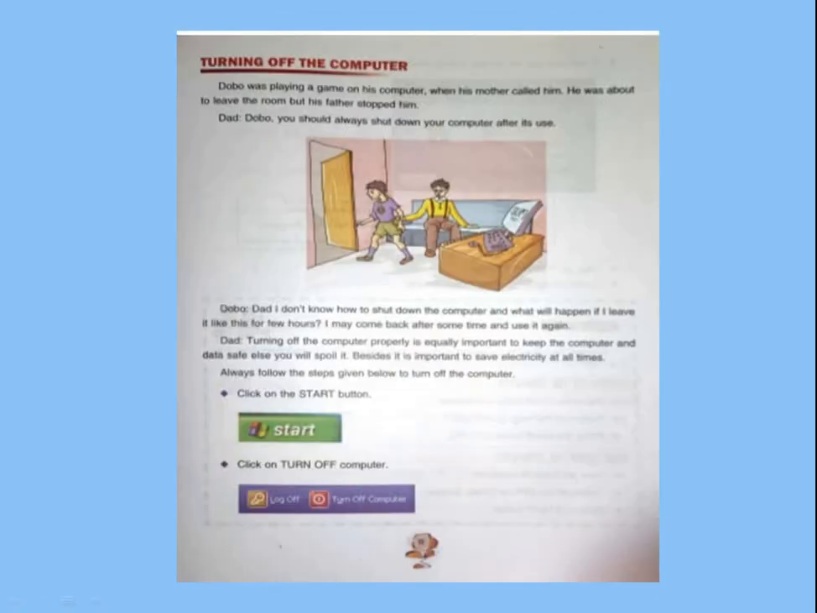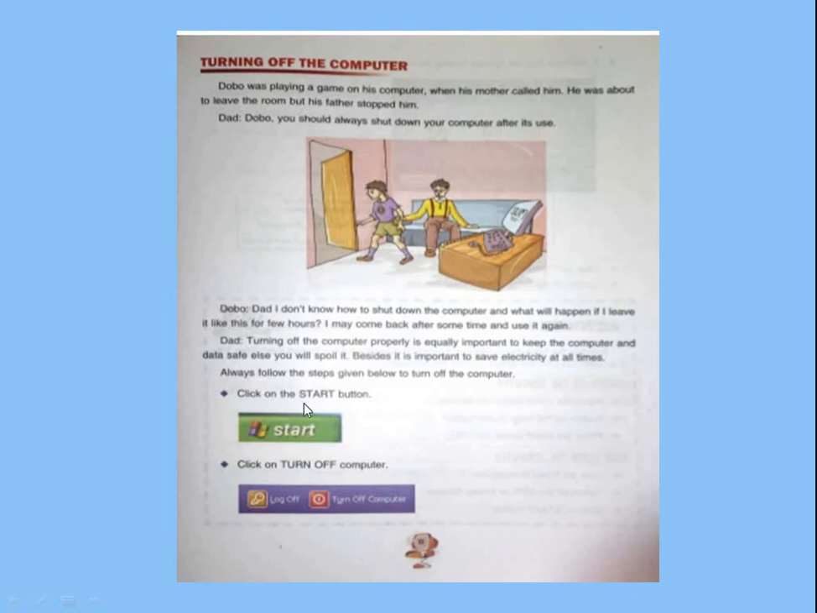Now we learn about turning off the computer. Dobo was playing a game on the computer, but when his mother called him, he was about to leave the room and his father stopped him and told him, shut down your computer very properly. Turning off the computer properly is equally important to keep the computer and data safe, else you will spoil it. Besides, it is important to save electricity at all times.